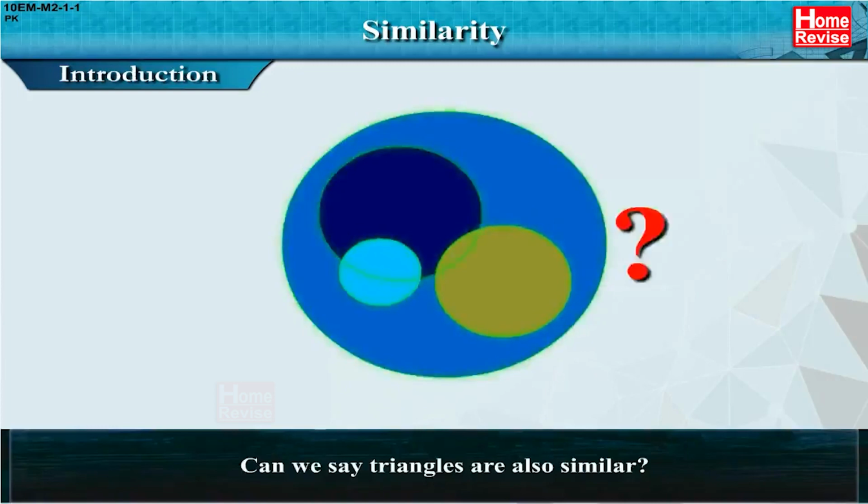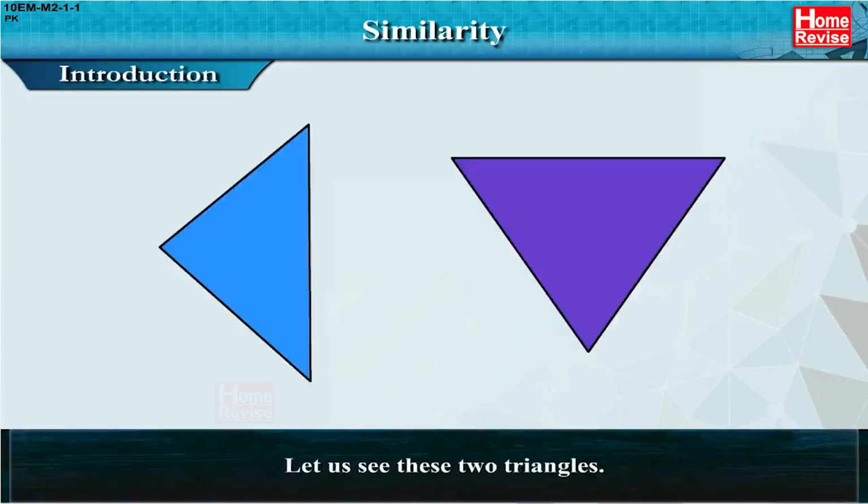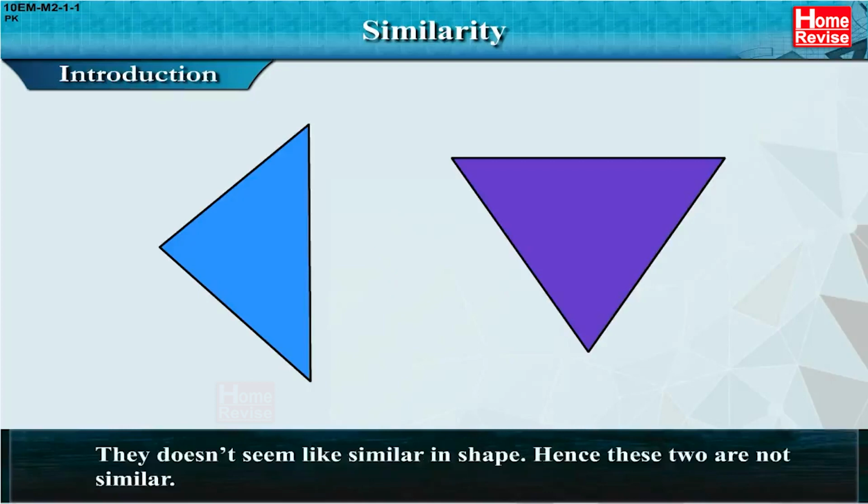Can we say triangles are also similar? Let us see these two triangles. When can I say that these are similar? If they have the same shapes. They don't seem similar in shape. Hence, these two are not similar.